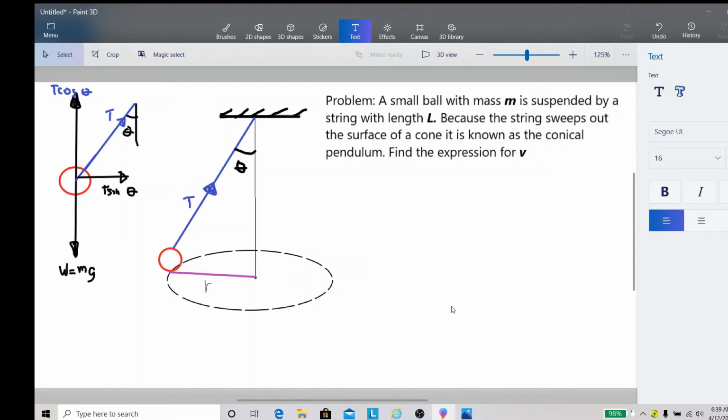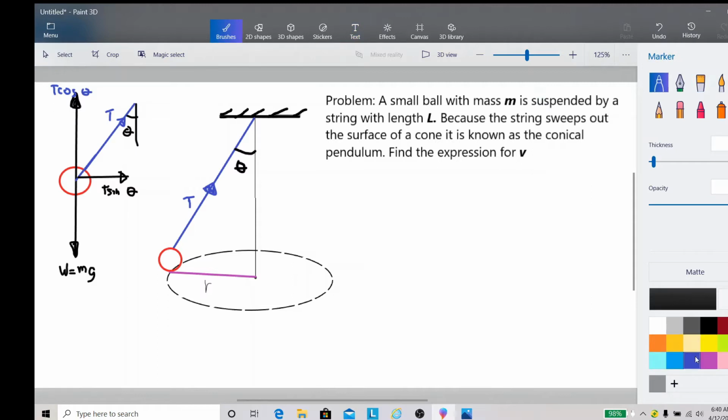So I have here pre-illustrated the problem to save some time for the drawing. We have here a fixed end and there is a string. Let us say that string has a length of L. So this string has a length of L and it is attached to a fixed end and to a small ball with a mass m. So we are asked to find the expression for v.